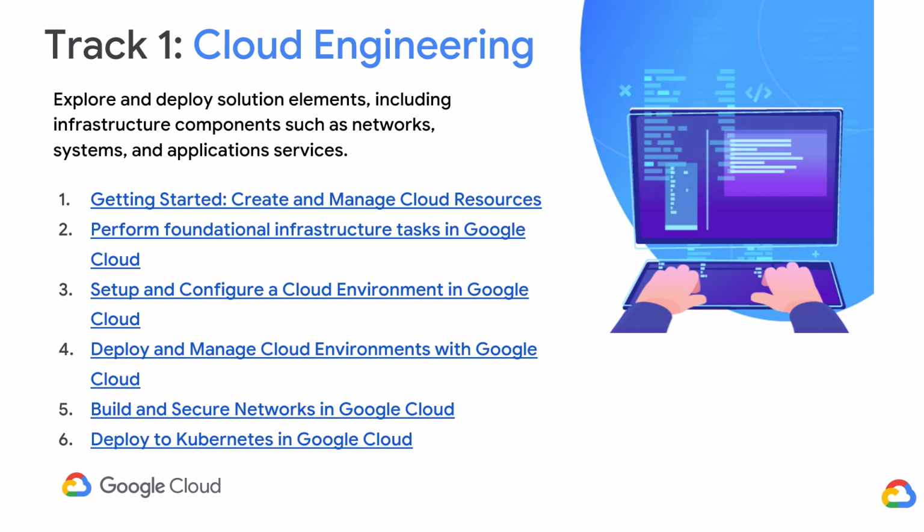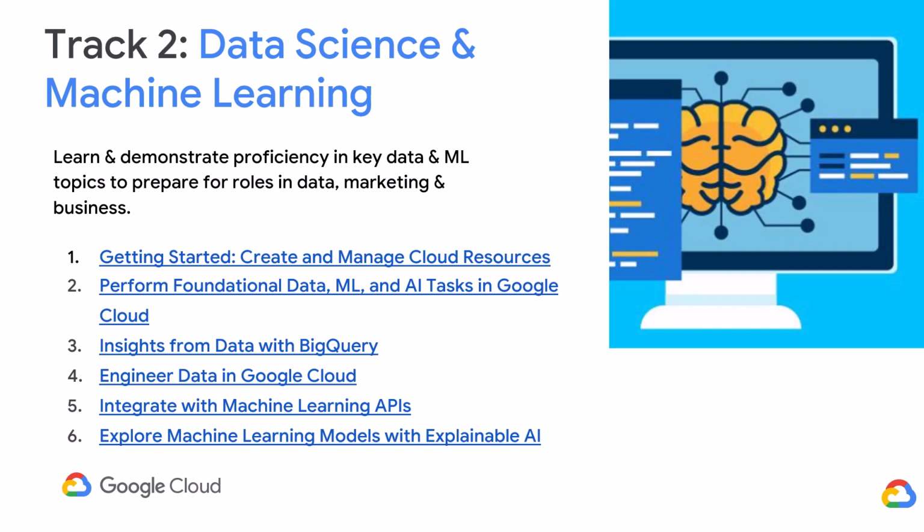Let's take a look at the next track. For Track 2, we have the Data Science and Machine Learning track. By completing the quests in this track, you will learn and demonstrate proficiency in key topics related to big data and machine learning to prepare for roles such as data analyst, marketing analyst, business intelligence professional, and data engineer. This track also consists of 6 quests.